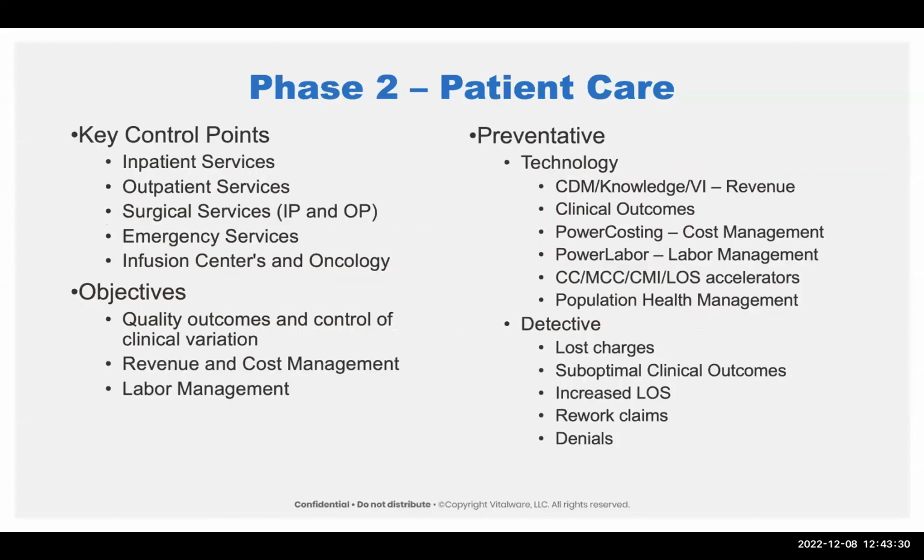When I look at phase 2, the key control points are inpatient services, care management, patient access, utilization review, HIM, outpatient services, the clinics, the ER, surgical services, in and out, emergency, and infusion center and oncology. These all present a great opportunity for both preventative and detective internal controls. Quality outcomes and controls of clinical variation are very important in this phase 2.